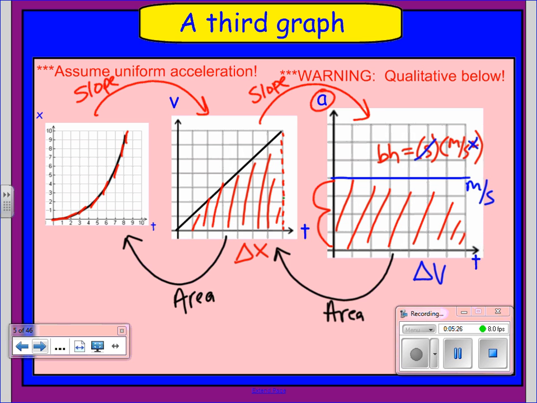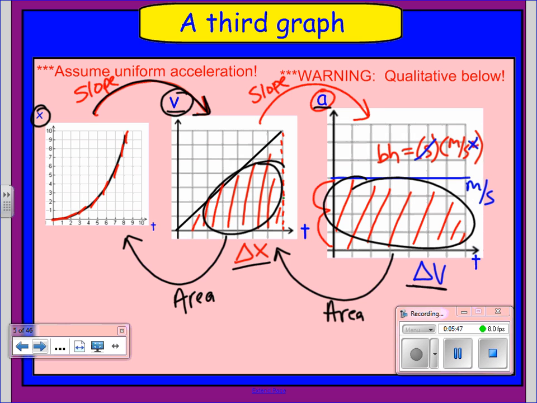So let's review. When you want to find the graph before it, you take the slope. Slope of a position versus time graph will tell you velocity, and slope of a velocity graph will tell you acceleration. If you want to get backwards, the area underneath an acceleration graph is going to tell you change in velocity, and the area under a velocity graph will tell you change in displacement, or change in position.